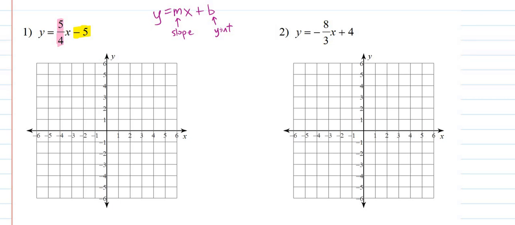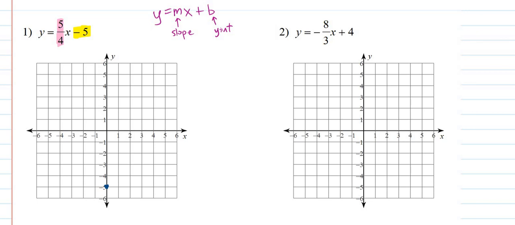is -5. So to graph this line, the first thing we do is we plot our y-intercept. So we put a dot on the y-axis at -5. The second thing we do is we count our slope so that we can find a second point. So from that dot that we just graphed, we count the slope. Remember that the slope is written as rise over run.